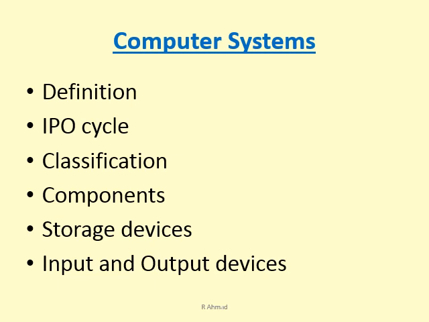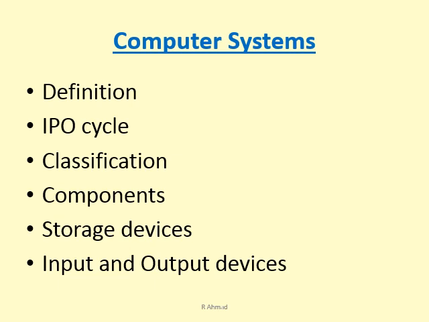And the third classification was on the basis of purpose. That means it is either a general purpose computer or a special purpose computer. A general purpose computer can be used in various fields by various groups of people. A special purpose computer is designed for a specific activity and cannot be used for any activity or application other than the one it is designed for. So this was the classification of computers that we studied.